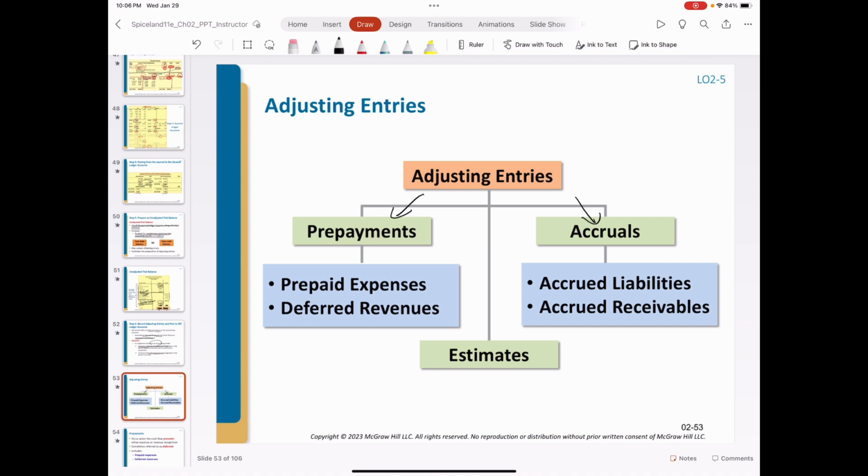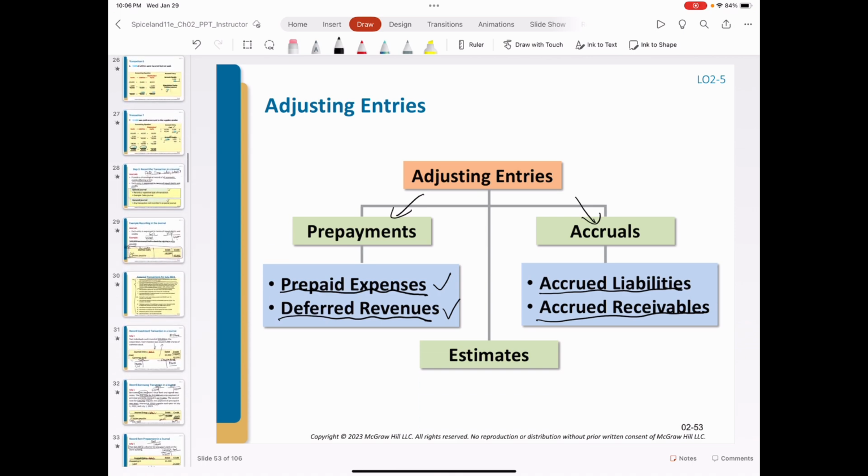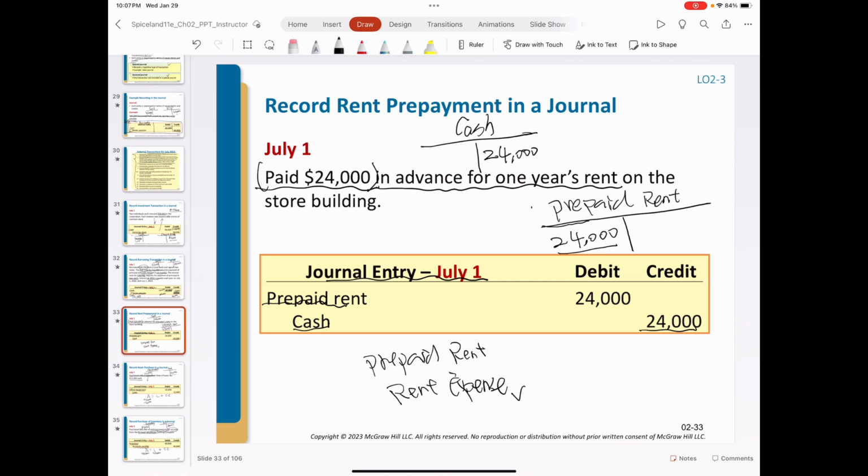And for each, we can also further classify it into prepaid expenses, deferred revenues, accrued liabilities, accrued receivables. So prepaid expense, the example I introduced in the prior journal entry, like this one. On July 1st, the company prepaid the rent for the whole year on the first day. So this is prepaid rent. On this day, we recognize the $24,000 as an asset, prepaid rent.